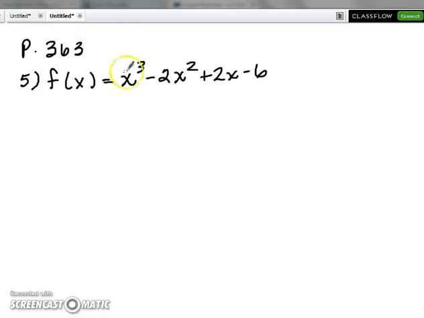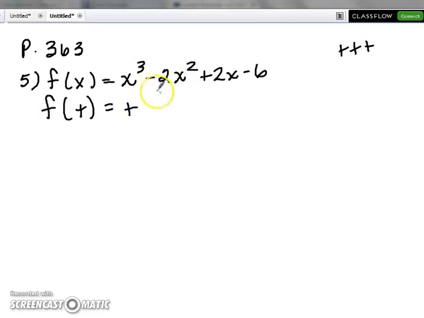So these are problems from page 363. This is number 5 on that page. So we're going to do the same thing again, and they're just asking us what are the possible types of solutions I might have. So the first thing I'm going to do is imagine, what if I plug in a positive number for x all the way through this function? Well, if I take any positive number and I raise it to the 3rd power, I'm going to have a positive times a positive times a positive, then I'm going to get a positive.